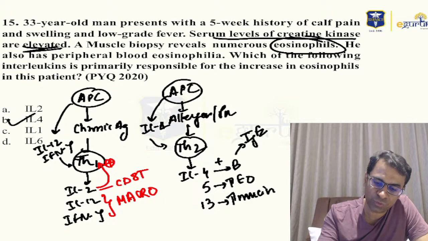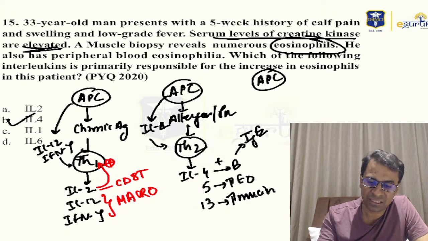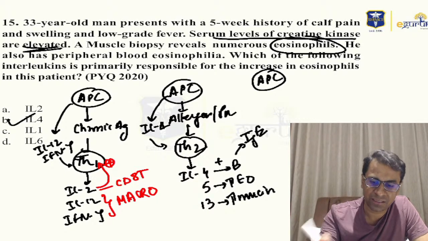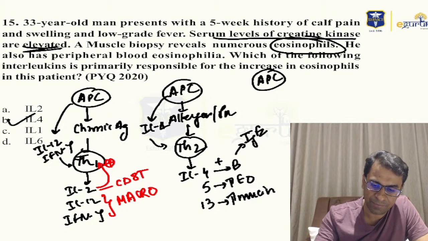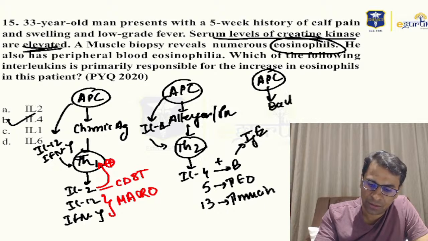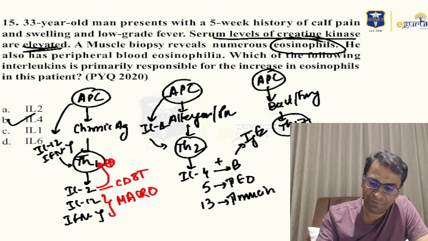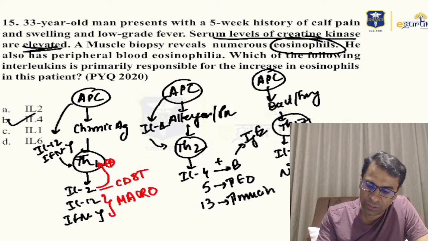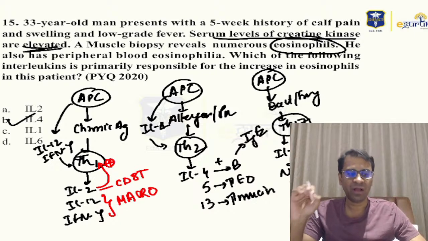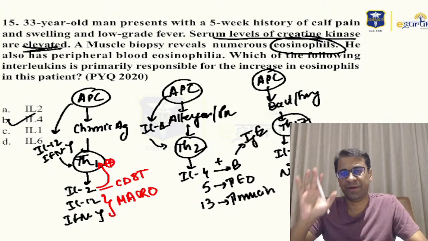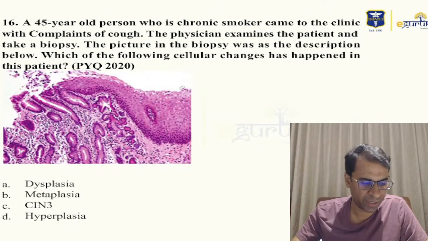Suppose the question is APC activating a bacteria or a fungus, then it is Th17 cells. Th17 cells will then release IL-17 and IL-22. And this will activate what? Neutrophils and monocytes. So please don't forget the role of Th1, Th2 and Th17 cells. Okay, let's go, next question.